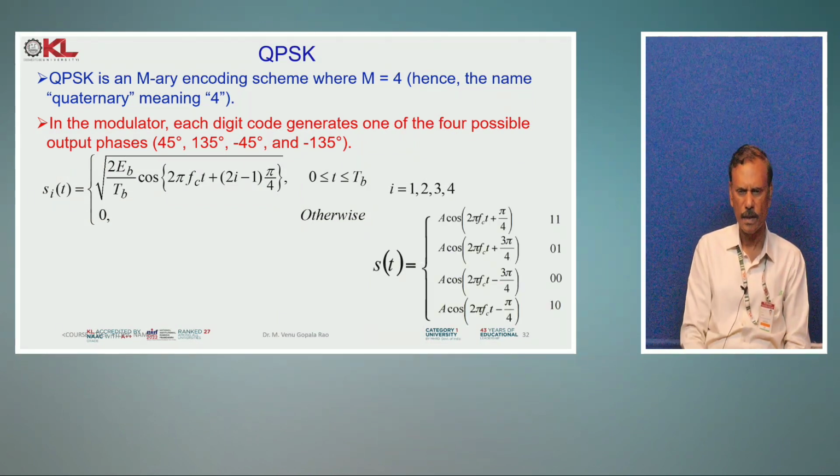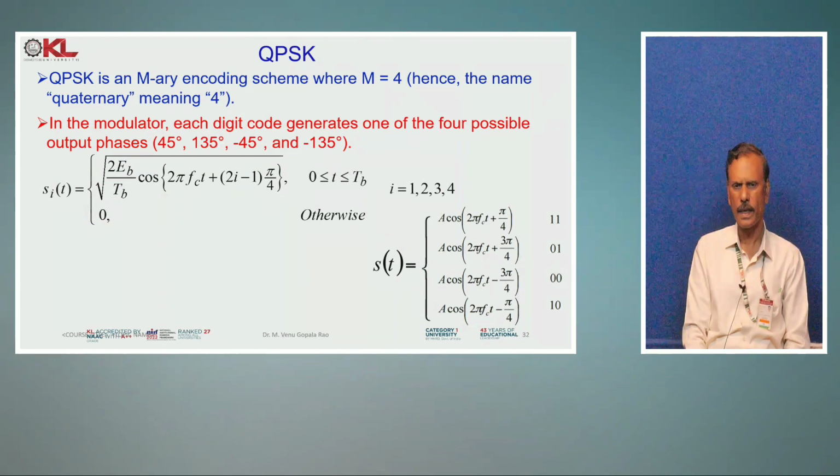So s(t) can be represented for i equal to 1, 2, 3, 4. For i equal to 1 it is A cos(2 pi fc t plus pi by 4), that is 45 degrees. Similarly, for i equal to 2 we have A cos(2 pi fc t plus 3 pi by 4). Similarly, minus 3 pi by 4 and minus pi by 4, resembling M equal to 4.